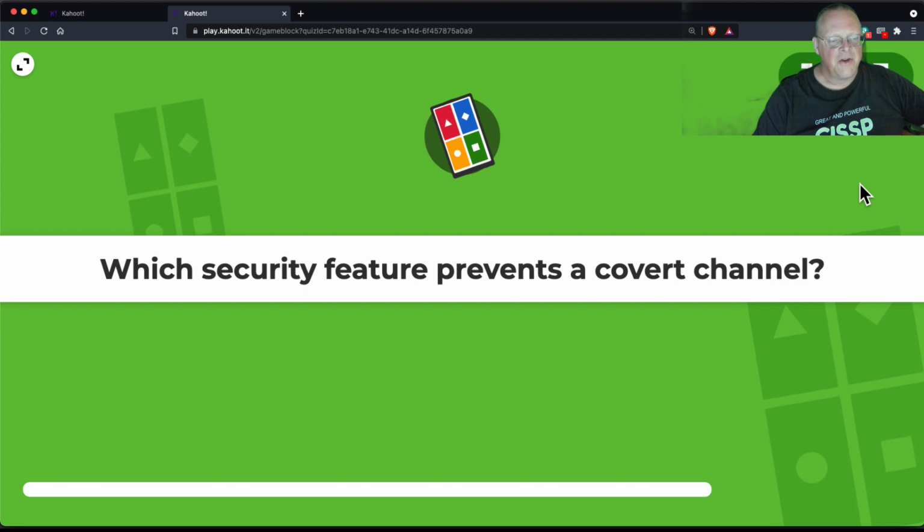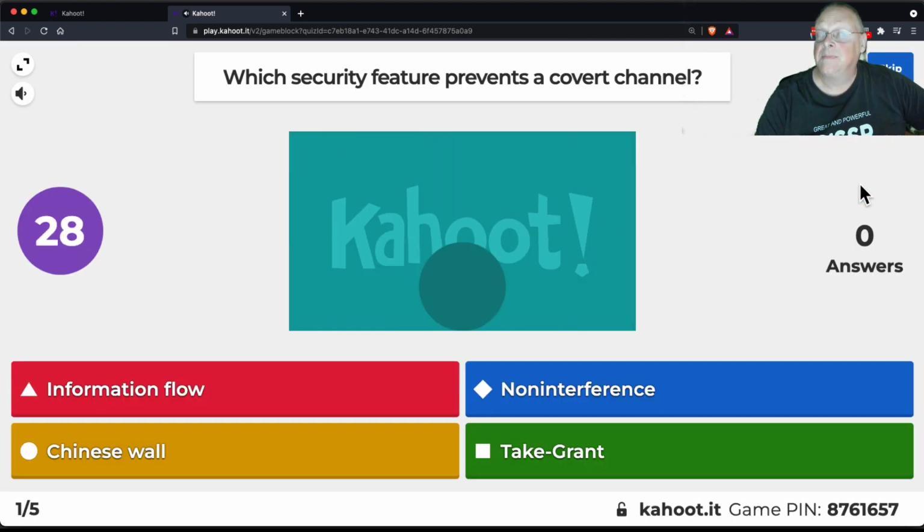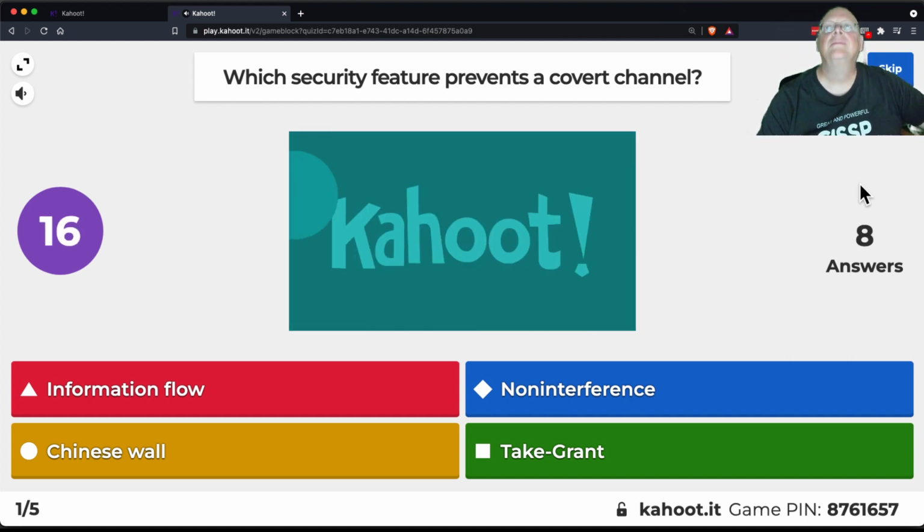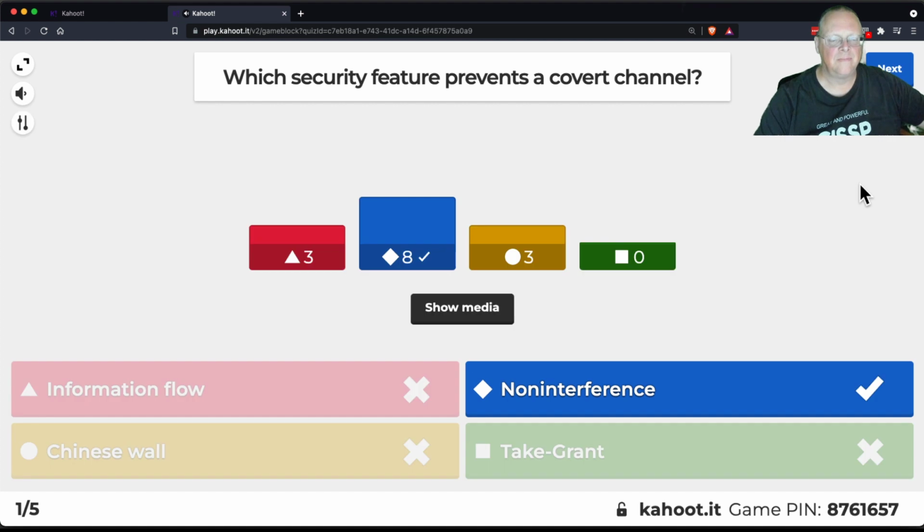All right. So what security feature prevents covert channels? That's non-interference, so that whatever's going on at a high clearance does not affect anything at a low clearance, so the information is not leaking out.